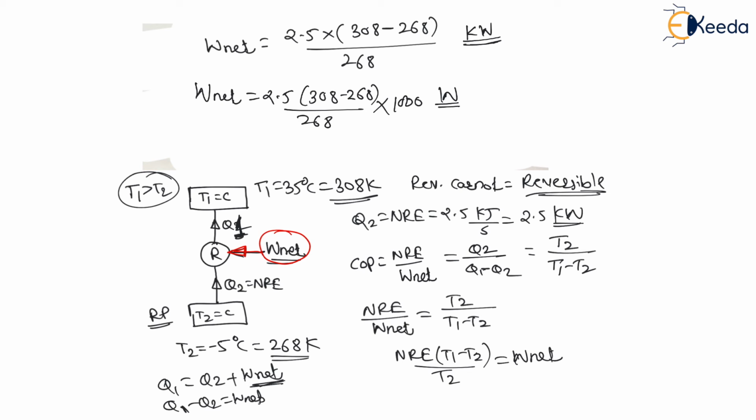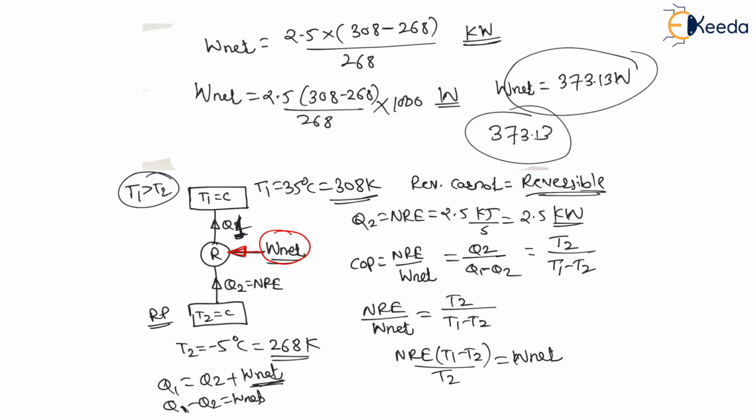So let us find this answer, and the result will be here. This W net, the power required by the pump, is 373.13 watt. Therefore, in fill in the blanks, you have to type 373.13 as your result.